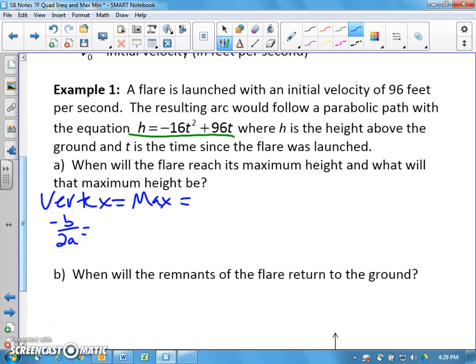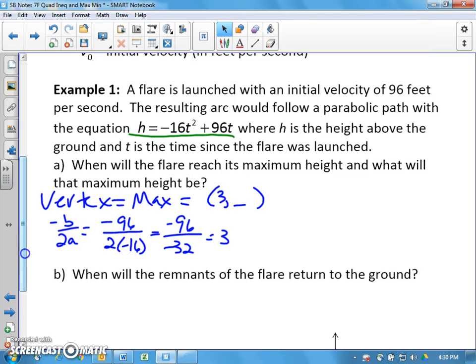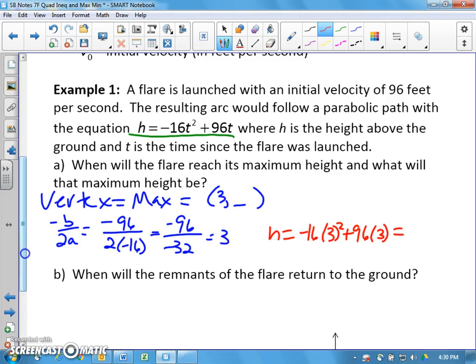So a is going to be negative 16, b is 96, so minus 96 over 2 times negative 16. That would be negative 96 over negative 32, which is a positive 3. So my vertex is going to be 3 something. Let's go calculate that. When I plug in 3, my h is going to be negative 16 times 3 squared plus 96 times 3. And when you go calculate this, you're going to get h to be 144. So that gives us our vertex.